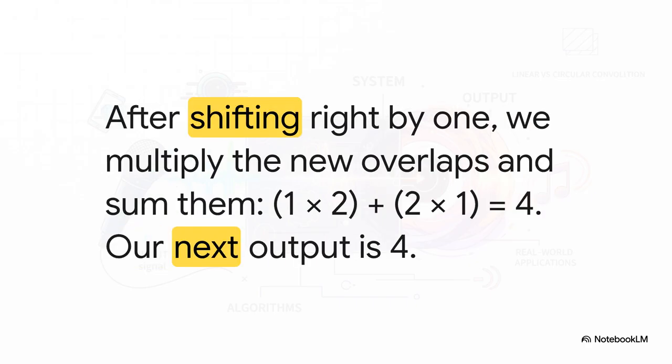We slide our reversed signal one step to the right. Now look at what's overlapping. The 1 from our input is lined up with the 2 from the impulse response, and the input 2 is lined up with the 1. So we multiply those pairs and then add them together. We get 1 times 2 plus 2 times 1, which is 4. And there you go, that's our second output value. You just keep doing this, slide, multiply, sum, over and over, until the signals don't overlap anymore.